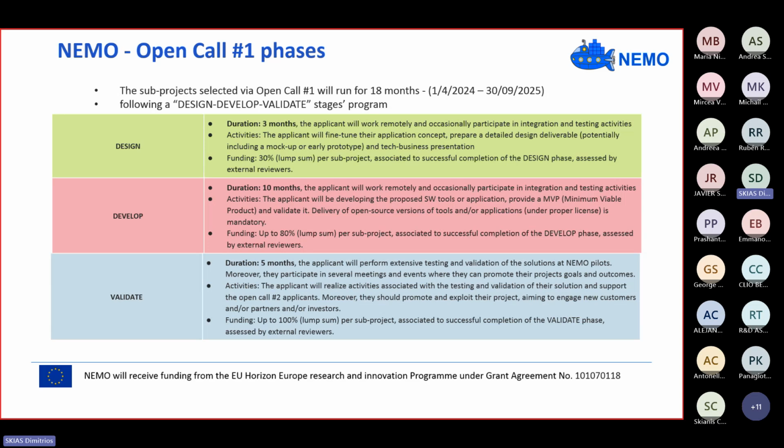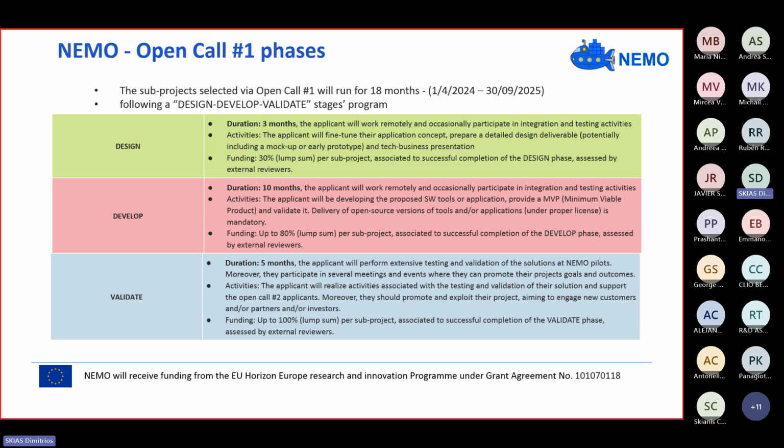The design phase will last the first 3 months of the project. All the applicants should fine-tune their application concept. They will provide in a detailed deliverable a potential mock-up or a prototype of their suggested solution, and also some associated business information. It's worth mentioning that the associated funding is 30% of the 150,000 euros per project. And this will be funded after a successful completion of this phase and the relevant review that will take place.